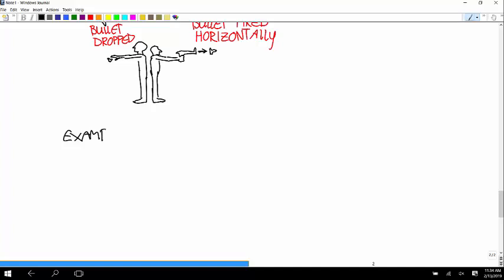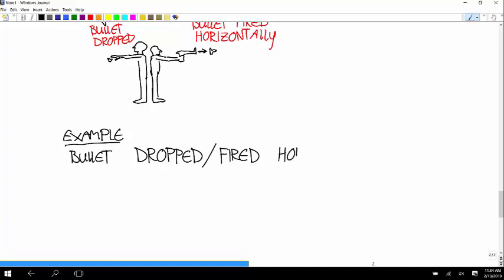Okay, so let's say these bullets, one's dropped, one's fired horizontally at 1,000 meters per second from a height of 1 meter.